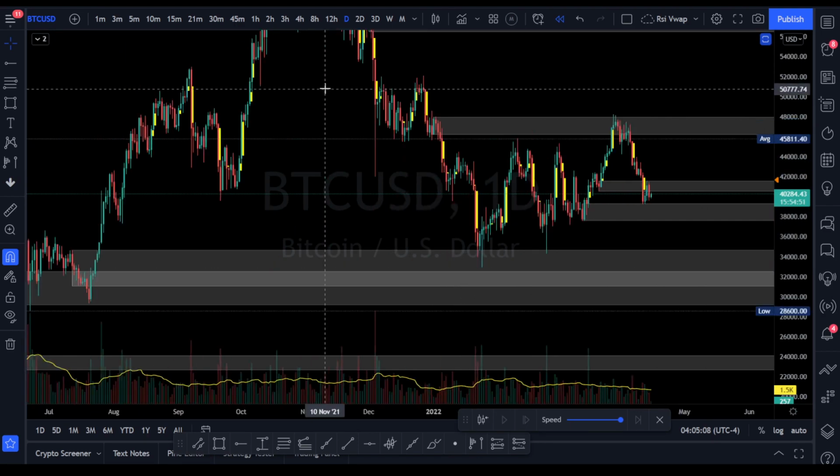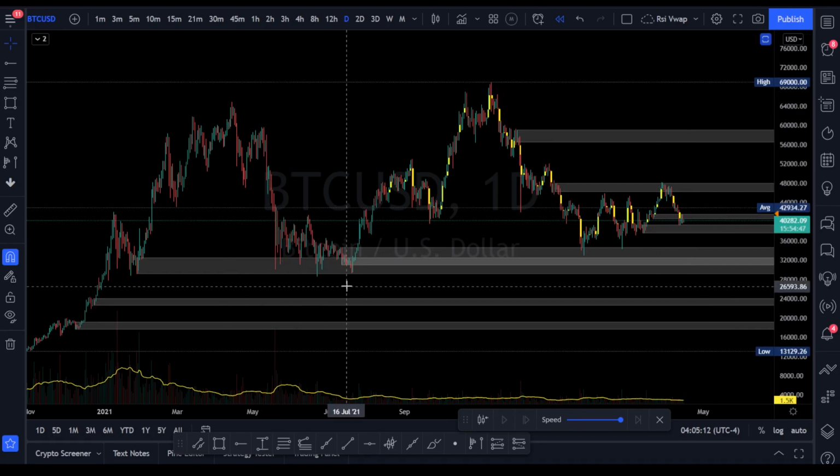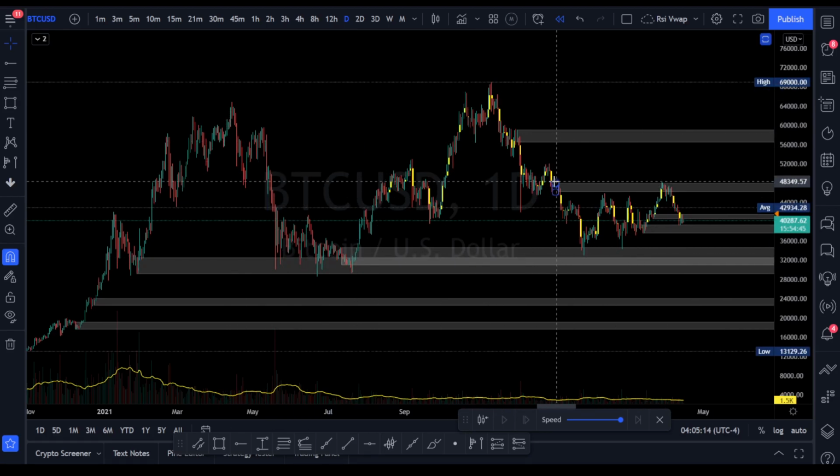And basically, that's the anatomy of Bitcoin's move from high to low to high to low, using your order blocks on how you can accumulate and sell your Bitcoin.